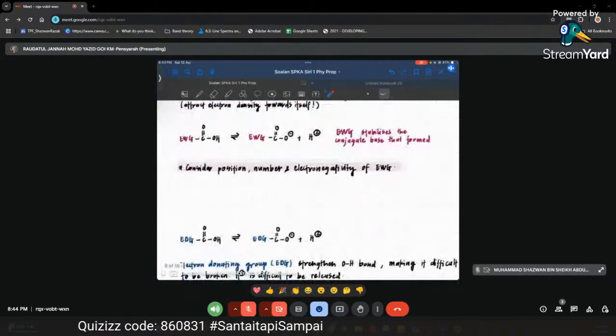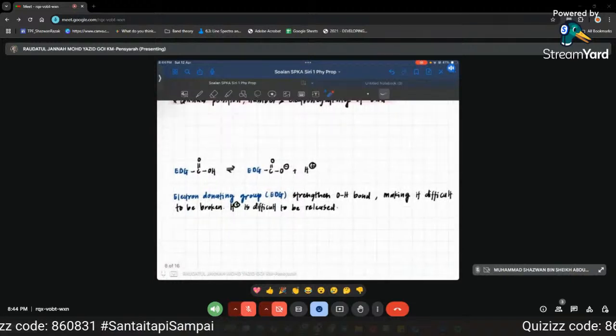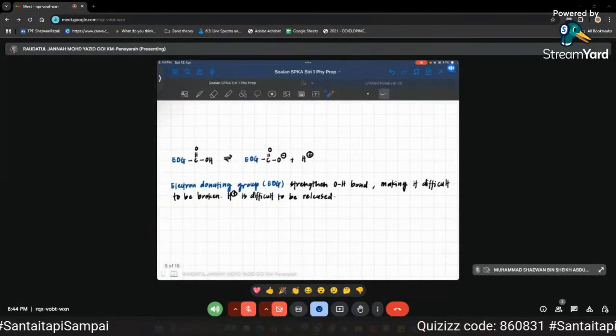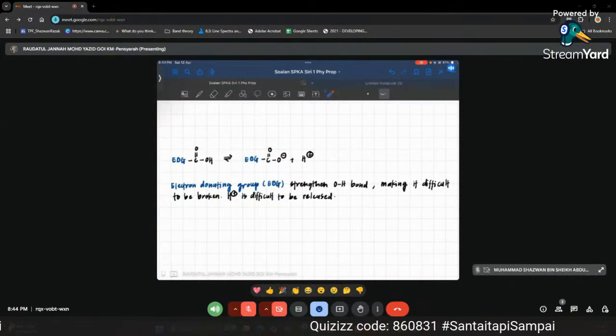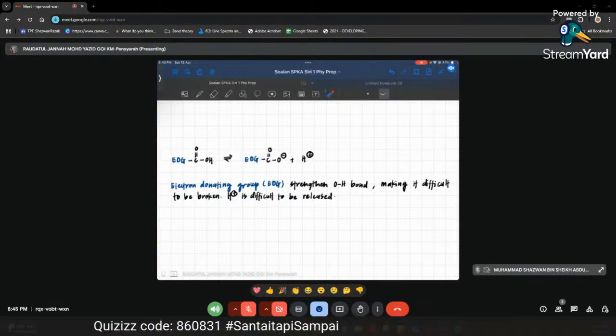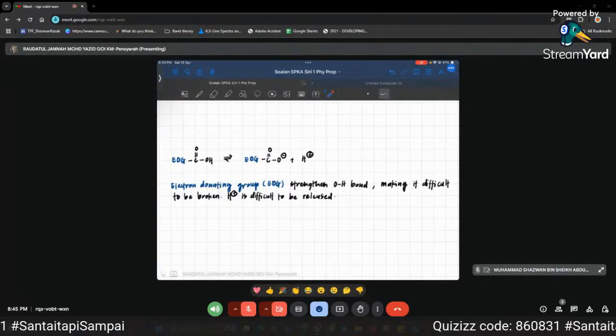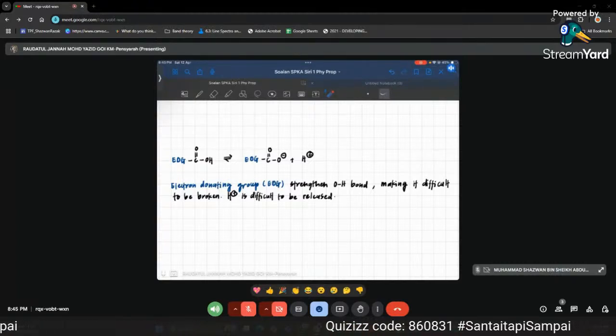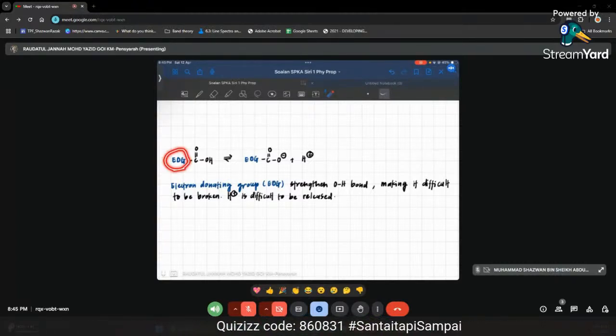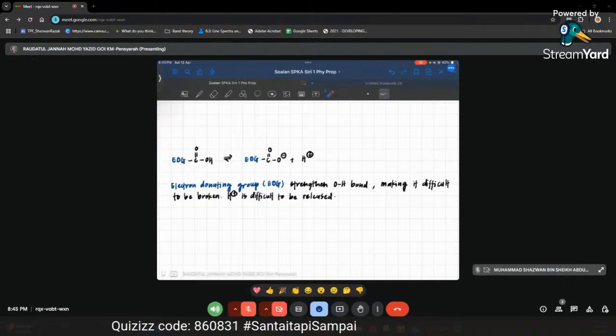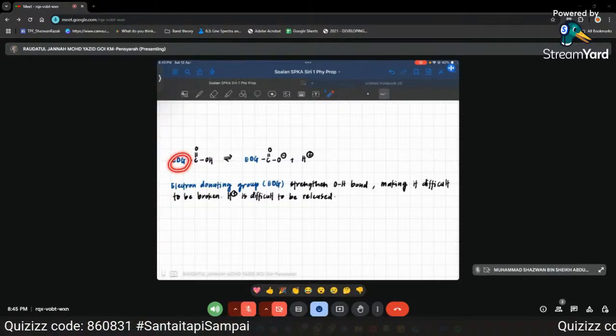So continue to the next one. What if kalau I letak electron donating group? It's not wrong, but it's not right either. Sebab bila mana you ada electron donating group, contohnya electron donating group yang you akan always jumpa is actually alkyl group. So kalau you ada alkyl group ataupun electron donating group kat sini, as per name itself, it's donating electron.